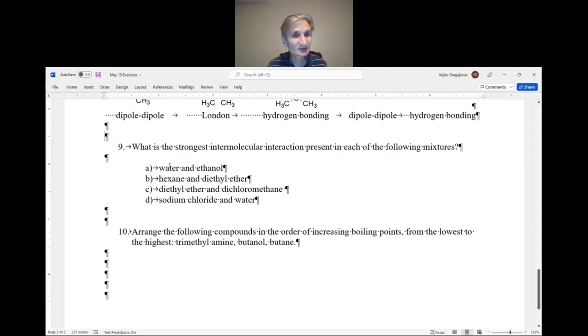So among water molecules, what are possible interactions? Well, the strongest interaction among water molecules is hydrogen bonding. Ethanol, also hydrogen bonding, it's an alcohol. And then if water and ethanol interact with each other, it's also hydrogen bonding. So in each case, it's the same one, hydrogen bonding. Just put hydrogen bond, and that's it.